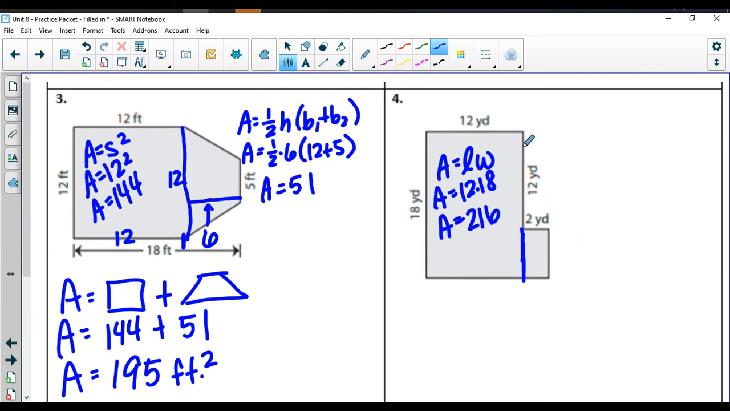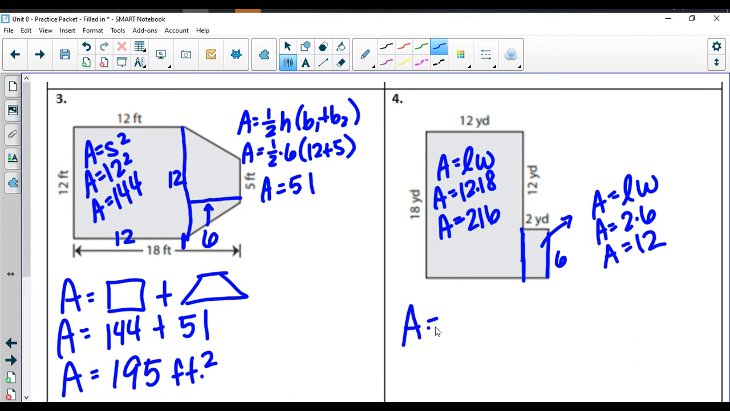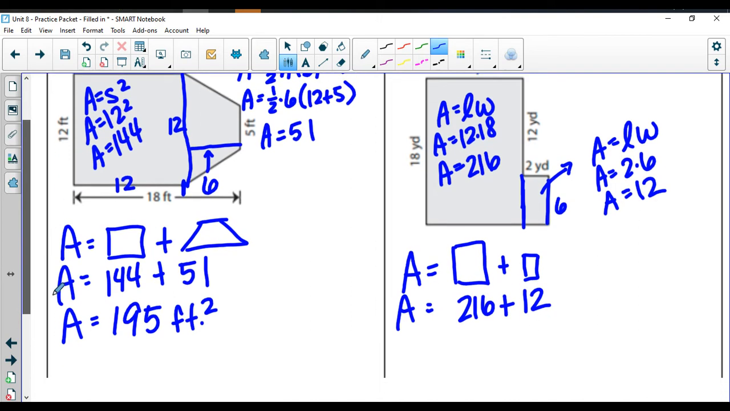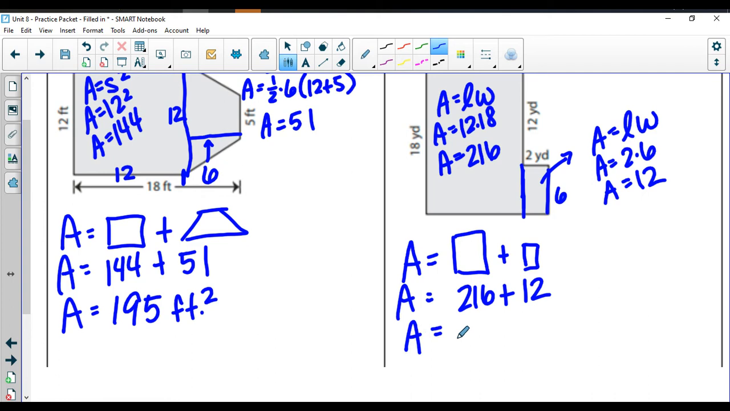And for this little guy over here, the whole side is 18. This is 12, leaving me with 6 right here. So when I do area, it's length times width, and it's going to be 2 times 6. So this one's going to be 12. So my area, I did the big rectangle plus the little rectangle. So the big will be 216, and the small one's going to be 12. Adding those two together, I get 228 square yards.